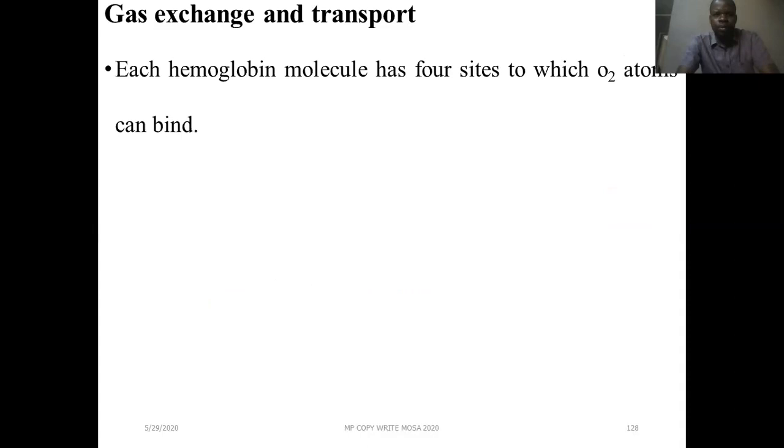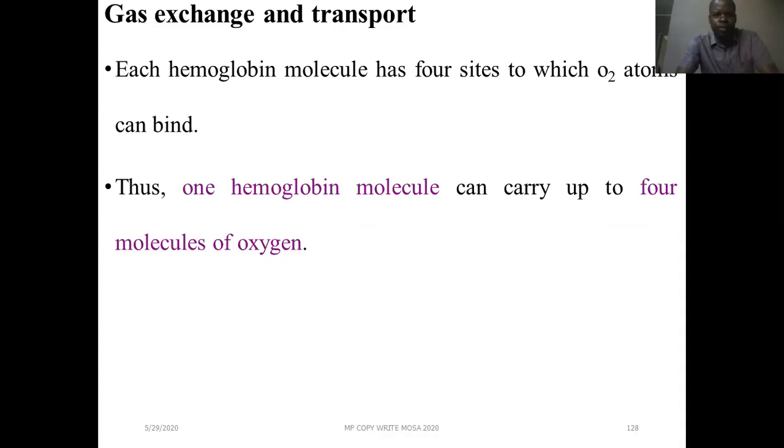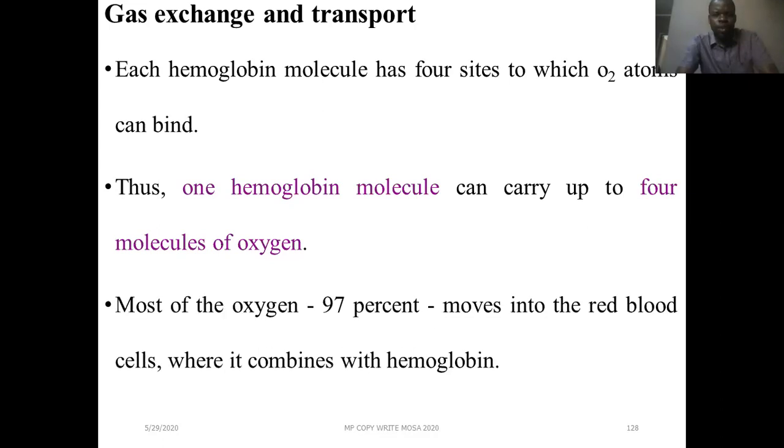So each hemoglobin molecule has four sites to which O2 or oxygen atoms can bind or attach themselves. Thus, one hemoglobin molecule can carry up to 4 molecules of oxygen. So most of the oxygen, 95%, moves into the red blood cells where it combines with the hemoglobin.